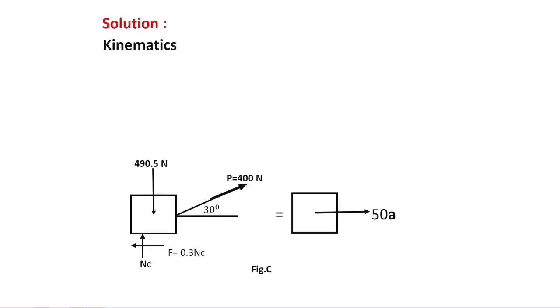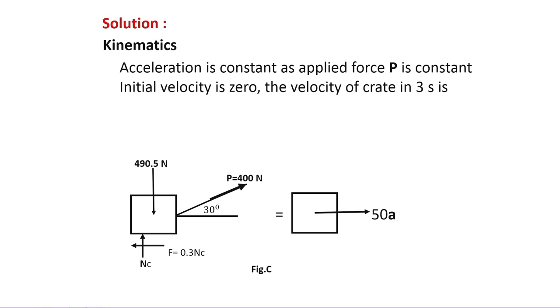Now, again let us consider kinematics. The acceleration is constant, as the applied force P is constant, and the initial velocity is 0. So, for the velocity of the crate in these 3 seconds, we can apply the kinematics relationship v is equal to v0 plus a_c t. Putting in the values, we ultimately get the velocity 15.6 meter per second.